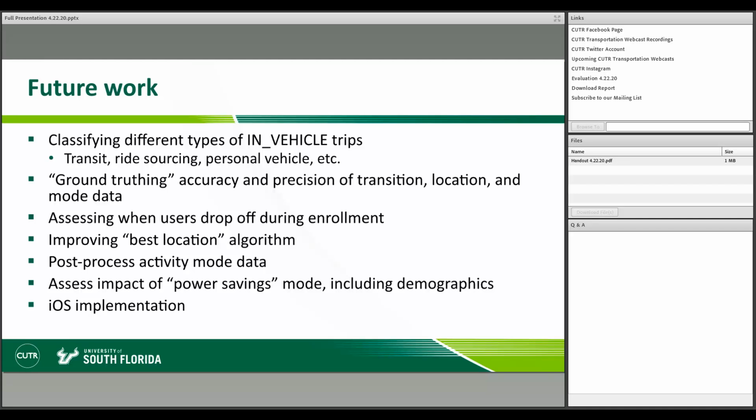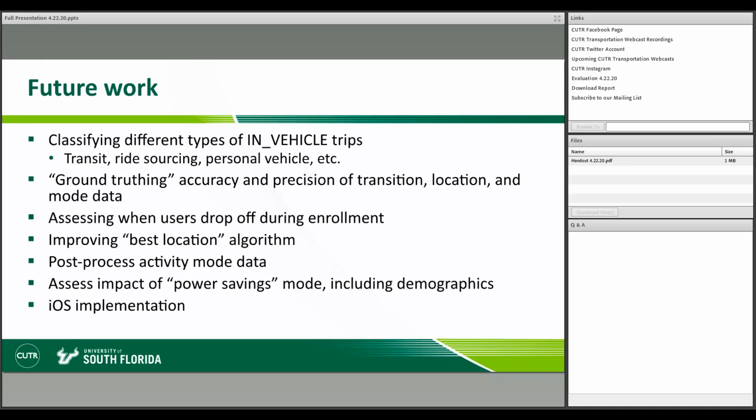Also looking at ground truthing of the accuracy and precision of the activity transitions, location, and mode data, as I mentioned before, is something that still needs to be done. Assessing when users drop off during enrollment, if we can streamline the enrollment process to get more users on board. Improving this best location algorithm that we have for picking the best of the 3 locations. Post-processing the activity mode data, filtering out what we need to for these very short walking trips is another area.